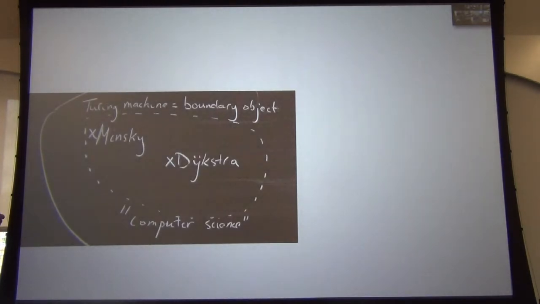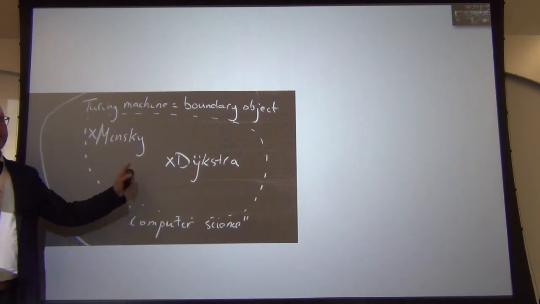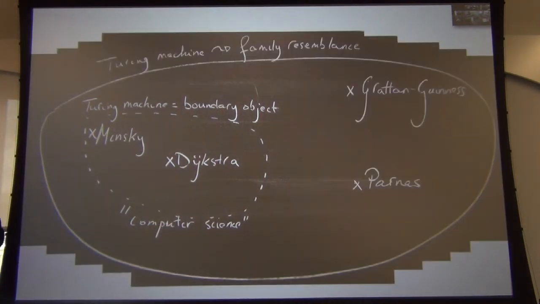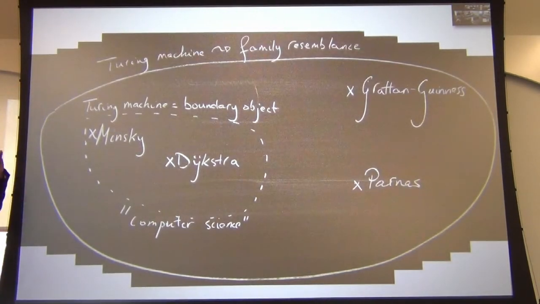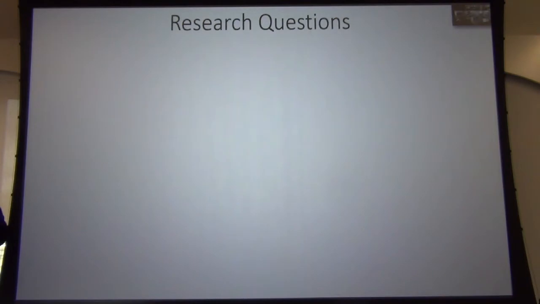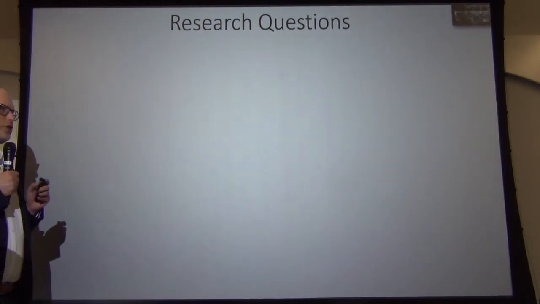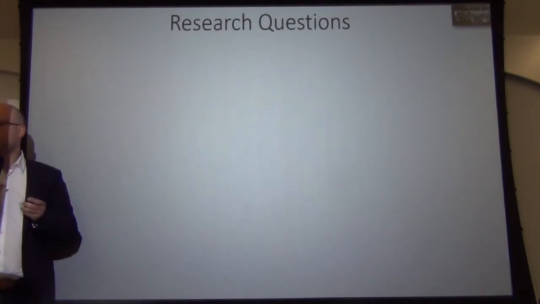So, to recapitulate, we have Minsky and Dijkstra. The Turing machine is a boundary object, and we can label this computer science, and many, many people fit in here. But the bigger picture is we have Grattan Guinness, partners, and probably even other profiles. And then I'm tempted to go to the family resemblance concept. The research questions which Edgar Schutbels and I are addressing are, of course, more nuanced than the question, what is computer science? They go actually like this.